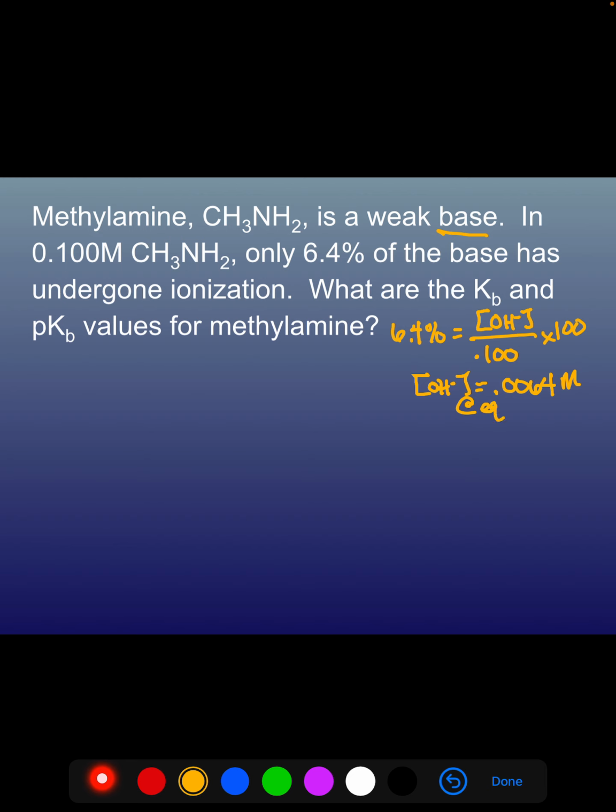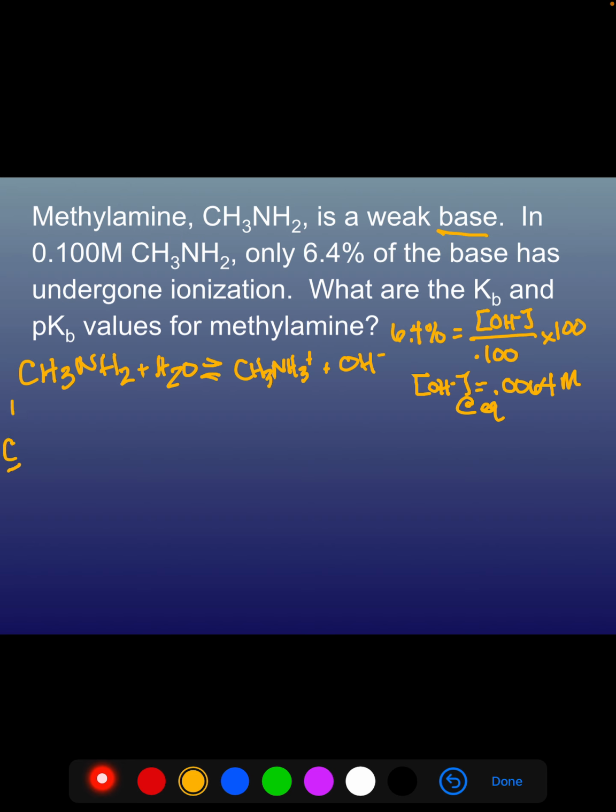So we can utilize that in an ICE table to find all of our equilibrium values, because remember, we need equilibrium values to find Kb. So we can set up an ICE table with our methylamine, the CH3NH2, and that goes in water. And remember, since this is a base, it is accepting a hydrogen, so that will form CH3NH3 plus and hydroxide. Sorry, I'm trying to squeeze it in there.